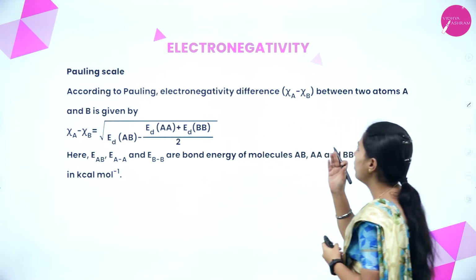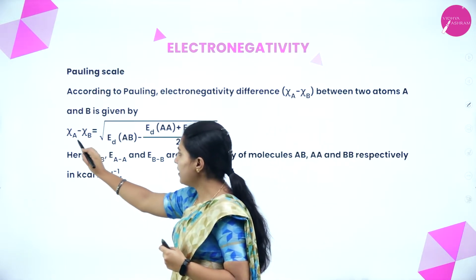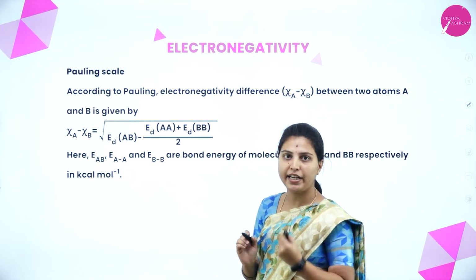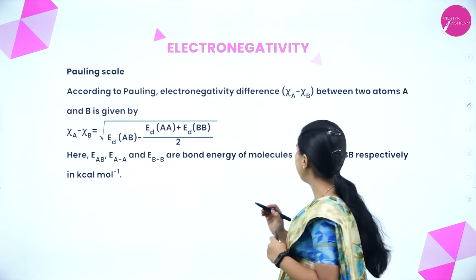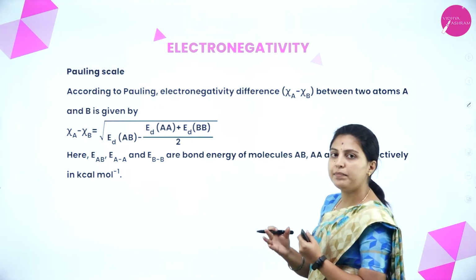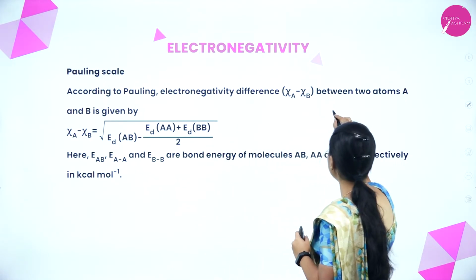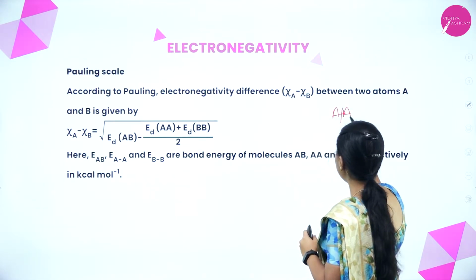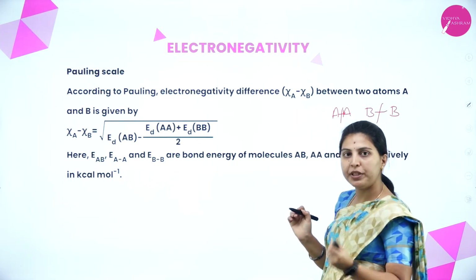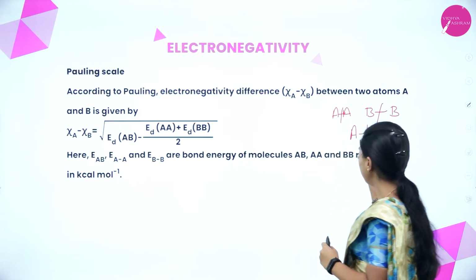According to Pauling, the electronegativity difference between the two atoms A and B is given by this formula, with electronegativity of A and B. What does this mean? That is the dissociation energy of A and B. How have they given it? First we have to break the covalent bonds, and later we can form the bond between heteroatomic molecules. To get A and B, first the energy is needed to break the bond between A and A. Later the bond should be broken between B and B atoms. Later we can break the bond between A and B.